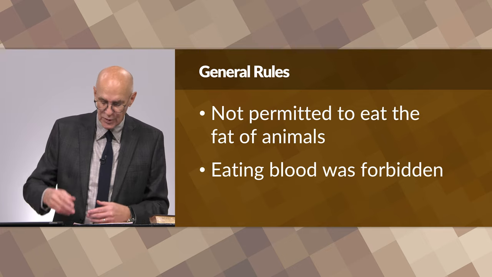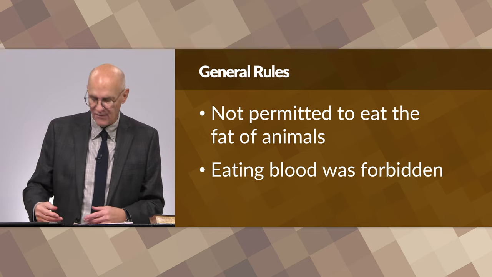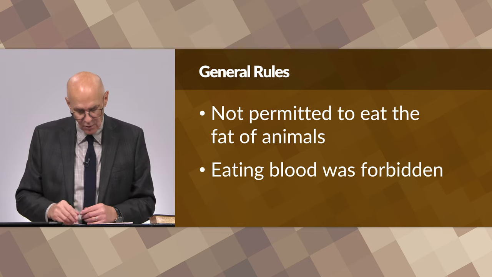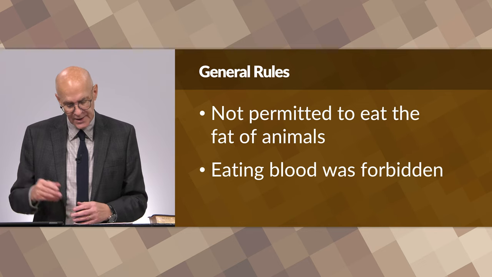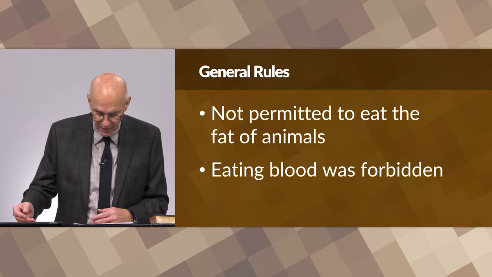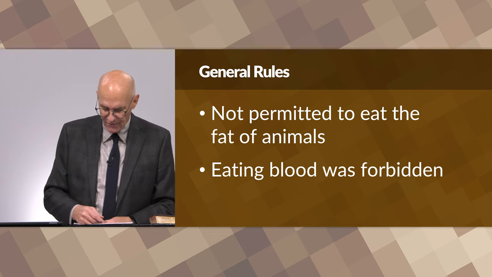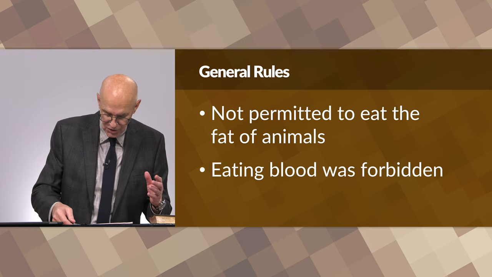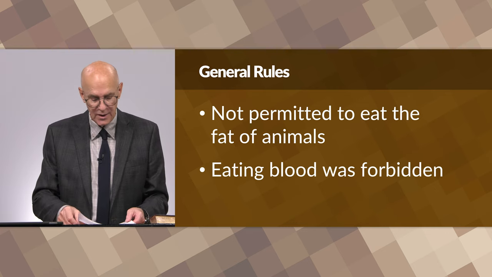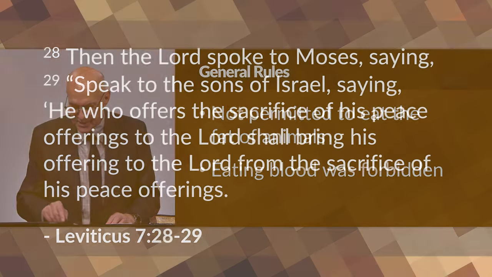To eat the fat was presumptuous because you were taking God's portion for yourself. To eat the blood was sacrilegious because it contained the essence of life and could only be offered to God. It was a spiritual thing. A reminder that one who had violated these rules unintentionally could offer a sin or guilt sacrifice in order to be restored. We continue reading in Leviticus chapter 7.